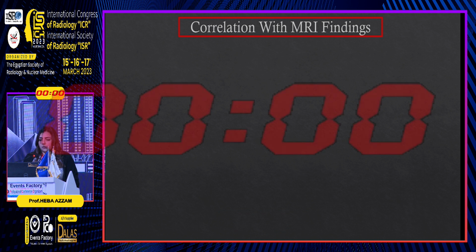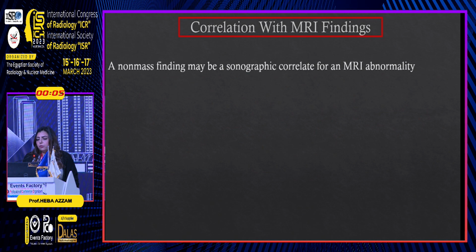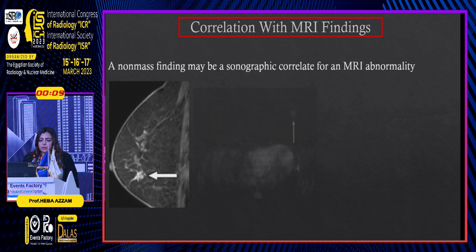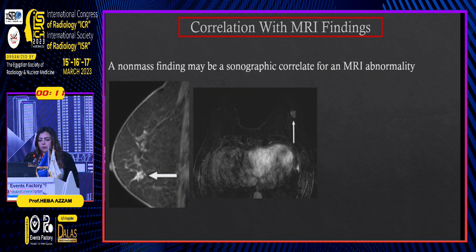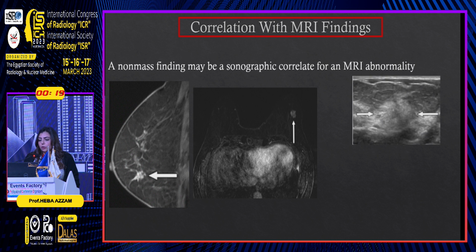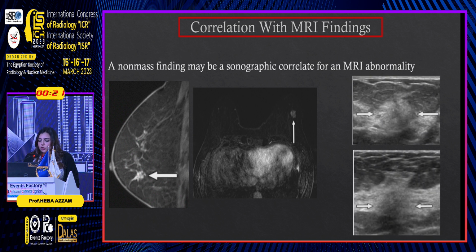Correlation with MRI findings. A non-mass finding may be a sonographic correlate for an MRI abnormality. In this case, we see post-contrast sagittal T1 and axial subtraction images showing a non-mass enhancing lesion, and on ultrasound there was a focal non-mass lesion of mixed echogenicity. The biopsy revealed invasive lobular carcinoma.